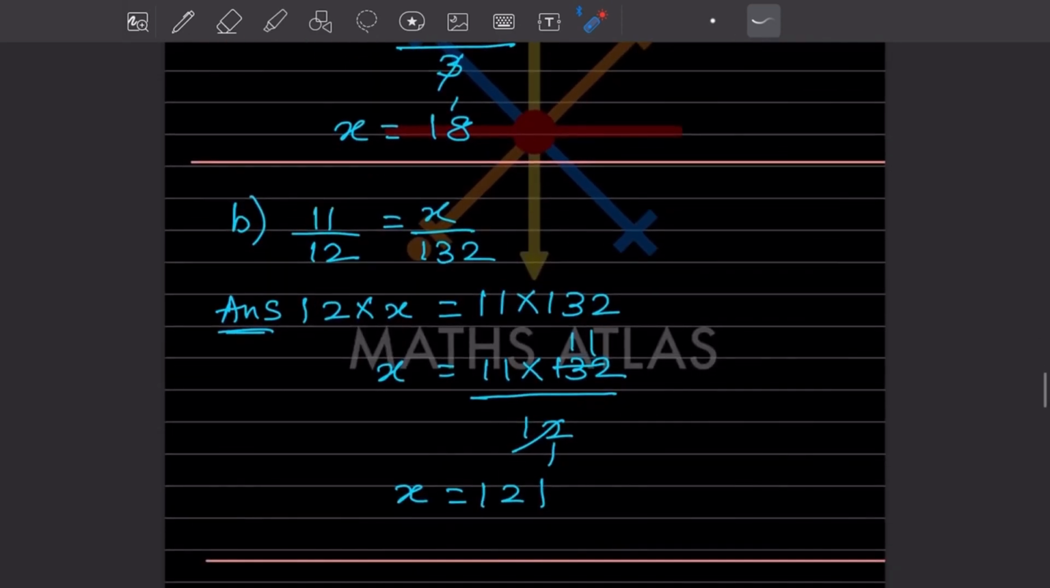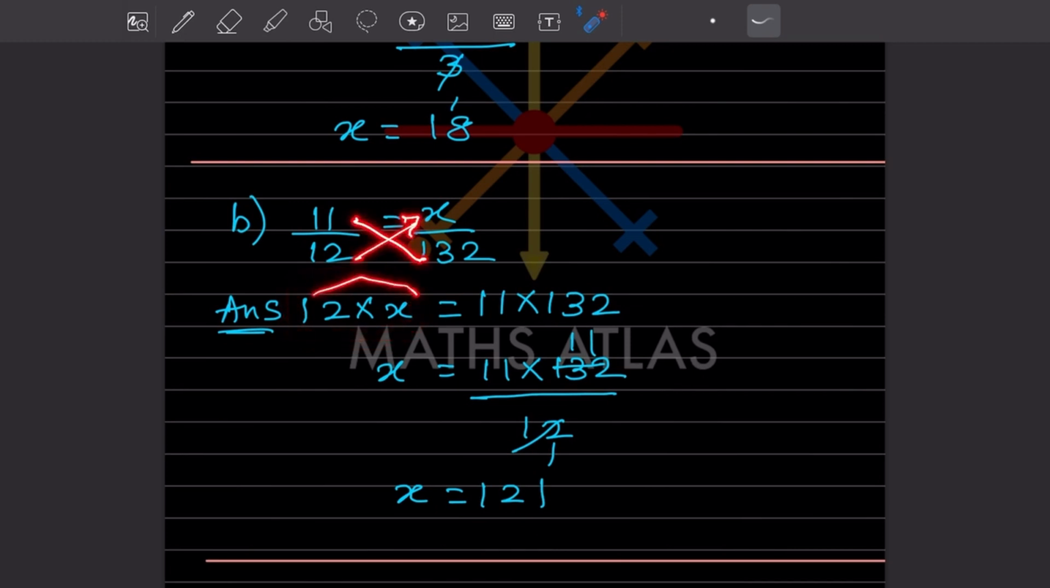Now look at this one. This is also cross multiplication. Either you can do this first and write 11 into 132, and then again this will be 12 into x. Both ways are the same. Either you write it on the left hand side or the right hand side, both are going to be the same. So I just wrote it for your convenience because some of them get confused. The x should come on the left hand side only. So I took this first.